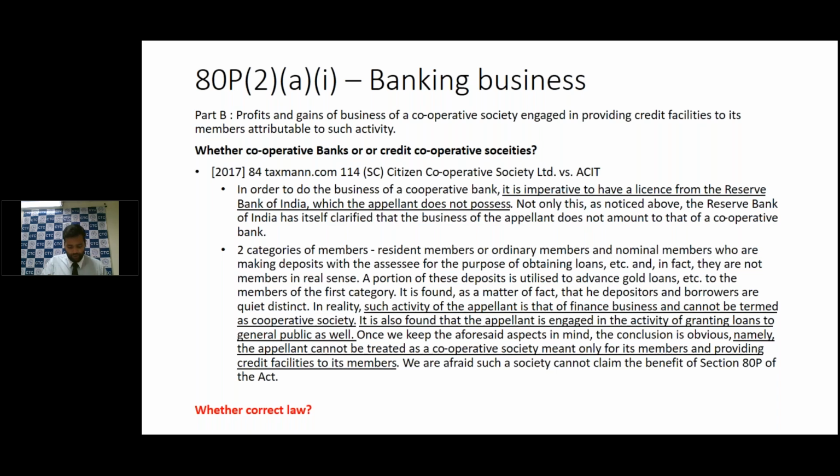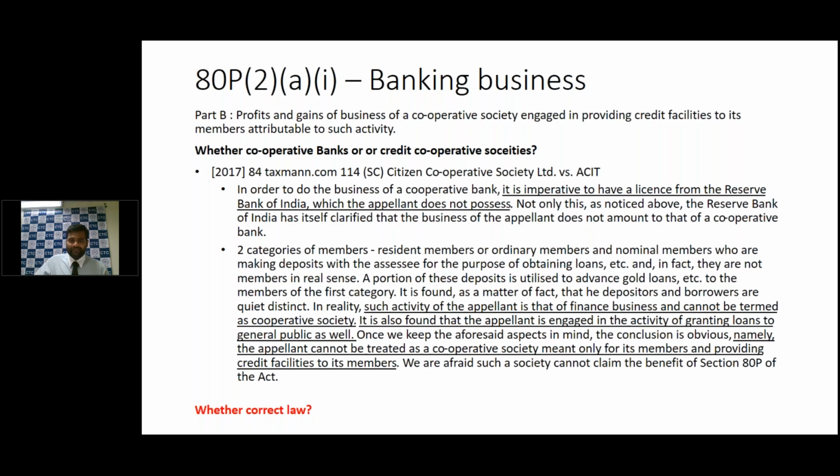80P2C says that in case of cooperative society engaged in activities other than those specified in clause A and B, either independently of or in addition to all or any of the activities so specified, so much of its profits and gains attributable to such activities as it does not exceed 50,000 rupees. So the point which I am trying to make is 80P2C itself visualizes a situation where a cooperative society falling under clause A and B can carry on some other activity other than the activity specifically specified in clause A and B, which means a cooperative credit society engaged in providing credit to members can also engage in the activity of providing loans or facilities to non-members. This type of situation is visualized by 80P2C.